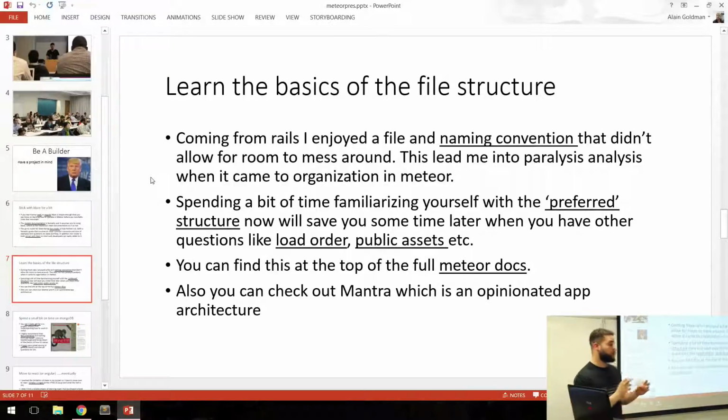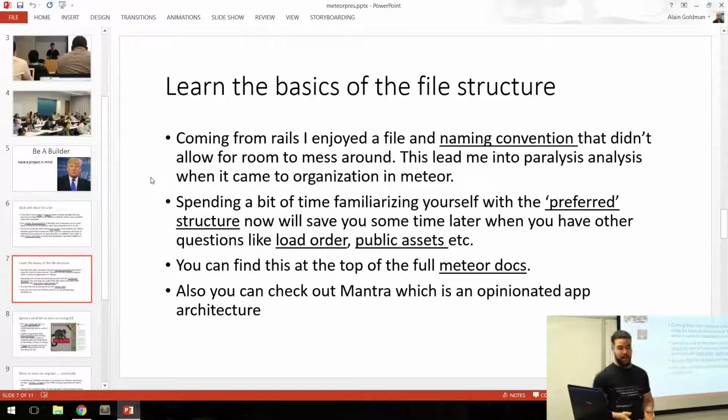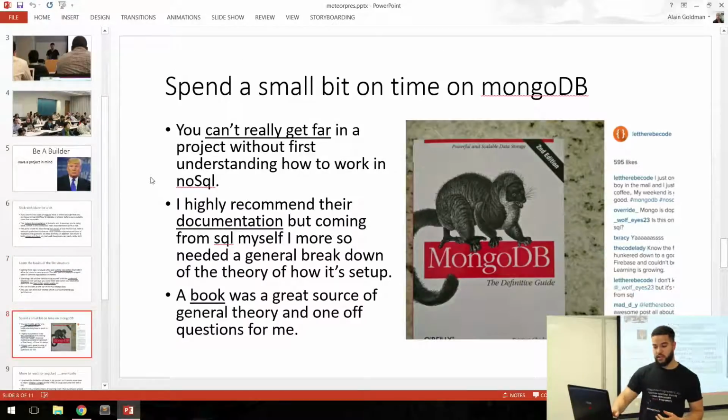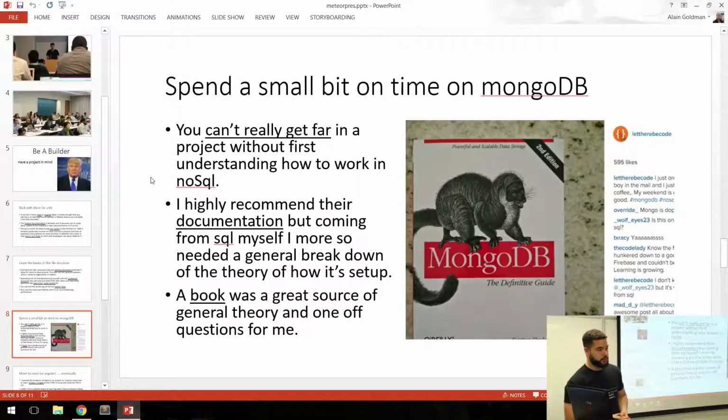Now, if you want to see the preferred example, you could go to the beginning or the top of the Meteor documentation, and it has it. Also, there is an opinionated app architecture called Mantra that you should definitely check out. I didn't know about this when I was building the talk, but Alain went ahead and showed me about Mantra. So it's really awesome. You guys should check it out.